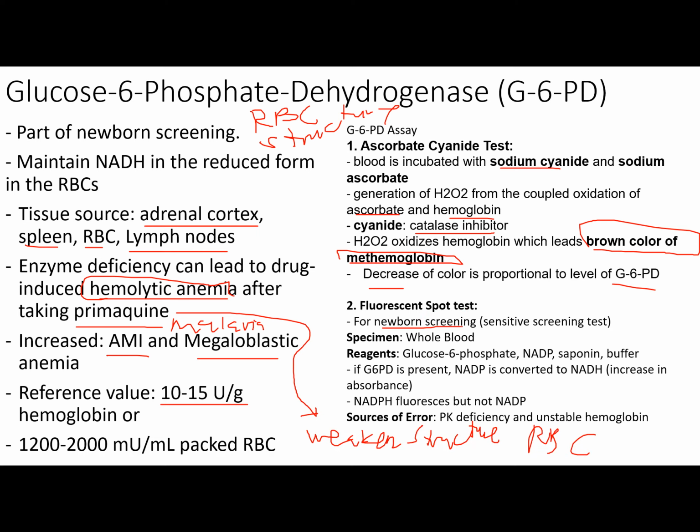Then you have your fluorescent spot test. This is for newborn screening, a very sensitive screening test. Specimen is whole blood. Reagents used are your glucose 6-phosphate, NADP, saponin, buffer. If G6PD, class, is present, NADP is converted to NADPH. NADPH would fluoresce but not NADP. Sources of error would include phosphokinase deficiency and unstable hemoglobin.